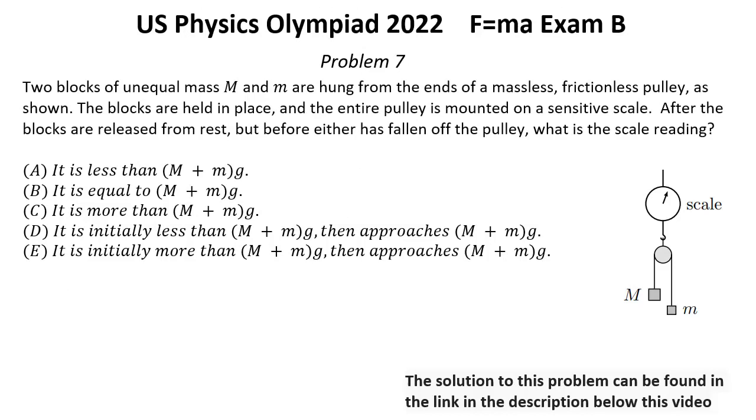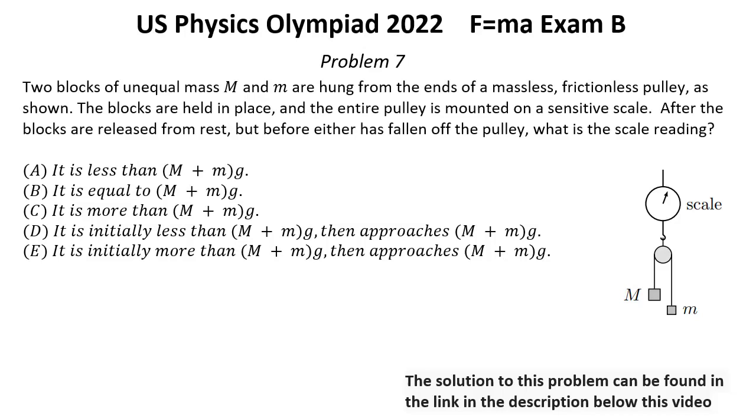Problem number 7. Two blocks of unequal masses, big M and small m, are hung from the ends of a massless frictionless pulley as shown. The blocks are held in place and the entire pulley is mounted on a sensitive scale. After the blocks are released from rest, but before either has fallen off the pulley, what is the scale reading?